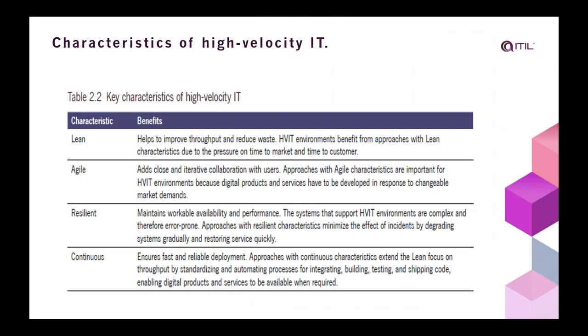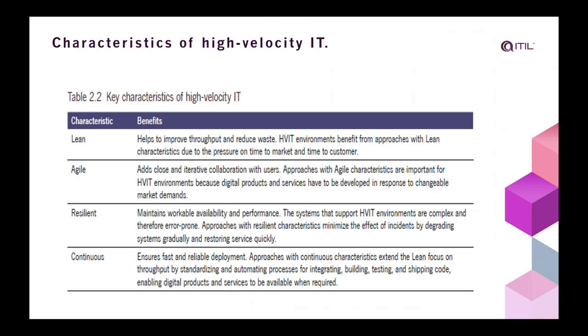Resilient: if you're going to do things quickly, if you're going to move in a direction and fail fast, recover quick, you have to make sure that the services and systems you're building are resilient. It doesn't mean they won't go wrong, but if they go wrong, they recover themselves. So automation is very important here, minimizing the effect of incidents on degrading systems, and making sure it is robust and survives. And continuous is fast and reliable deployment.